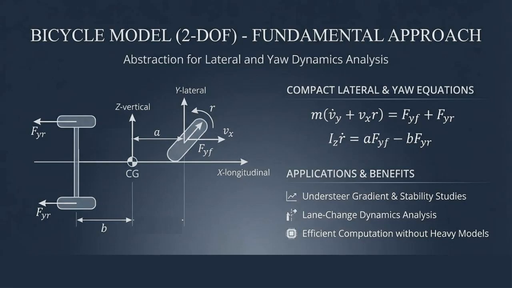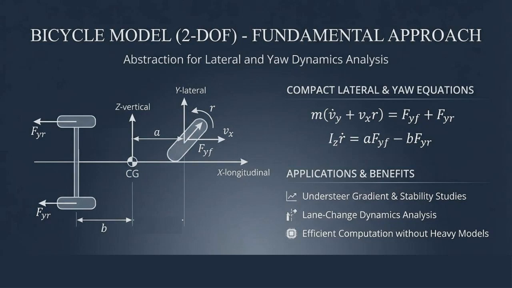The bicycle model is widely used for steering and stability analysis. The concept is simple. The left and right wheels of the front axle are combined into one equivalent wheel, and the same is done for the rear axle. This model is used for understeer and oversteer analysis, yaw stability, and lane change dynamics. The lateral and yaw moment equations for the bicycle model are shown above.